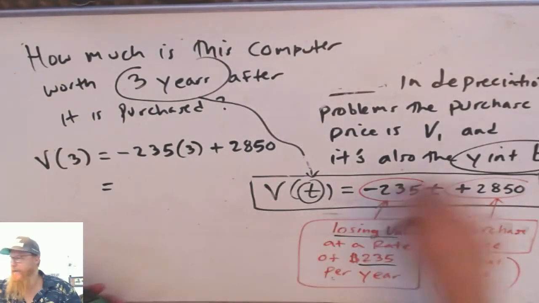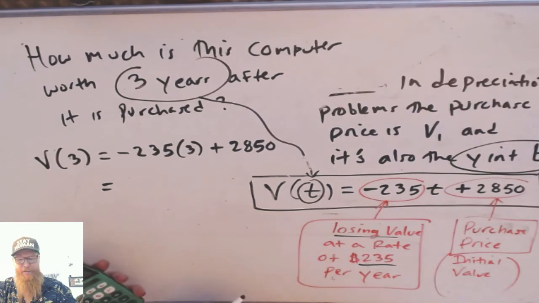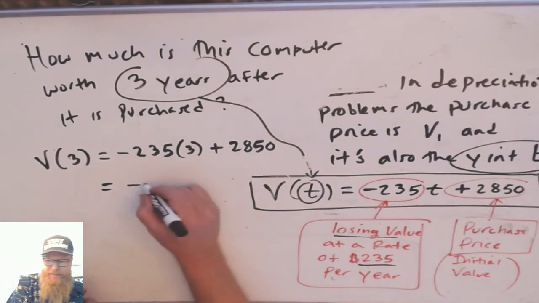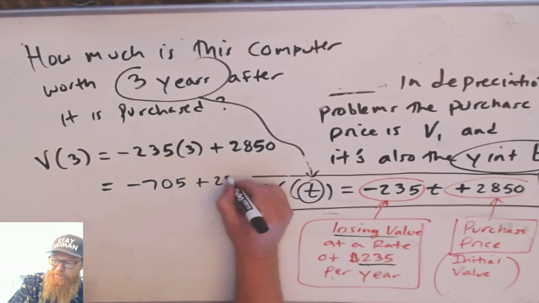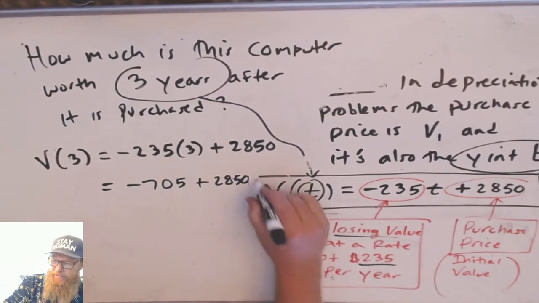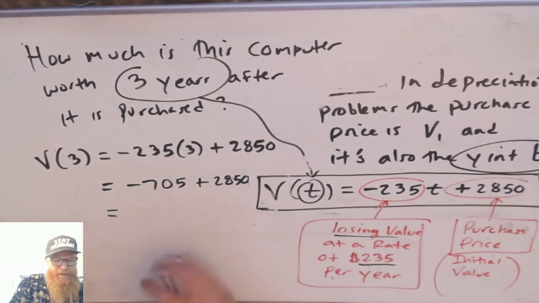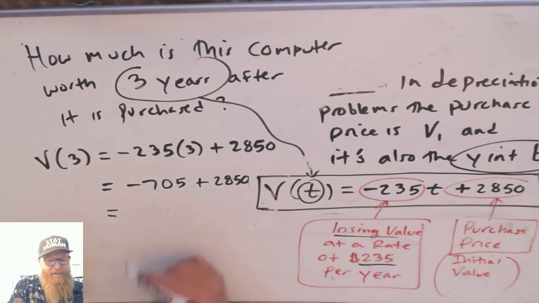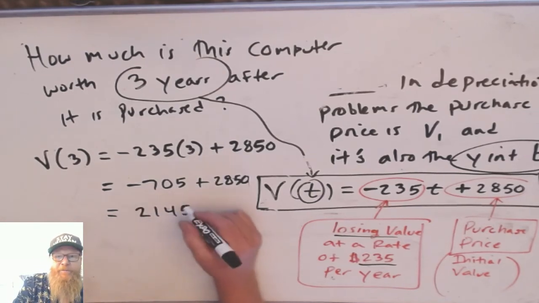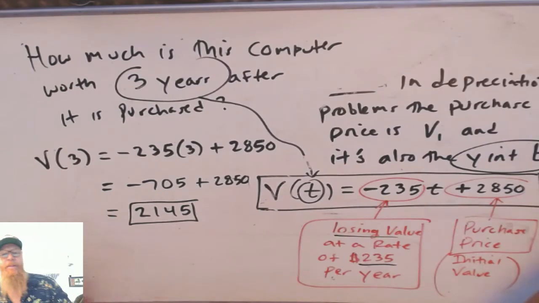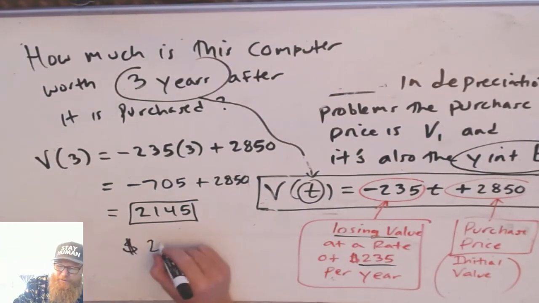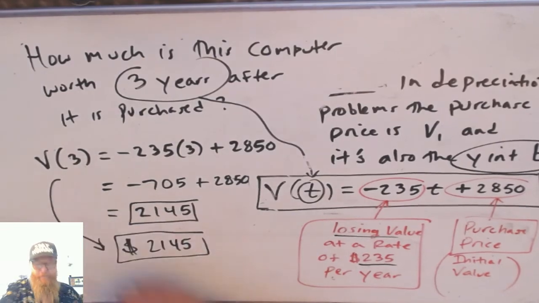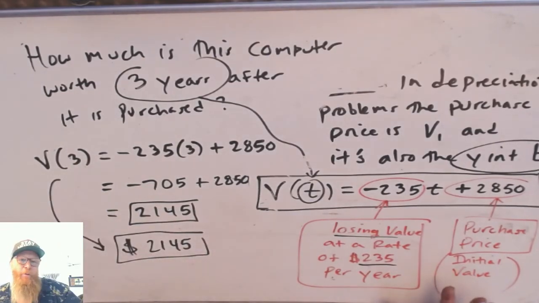Again, I'm using calculators when the numbers get into the thousands or the hundreds. 235 times 3, so that's negative 705. And then you take negative 705 plus 2850, and you're going to get $2145. Dollars, of course. So that's how much the computer would be worth 3 years after you bought it.